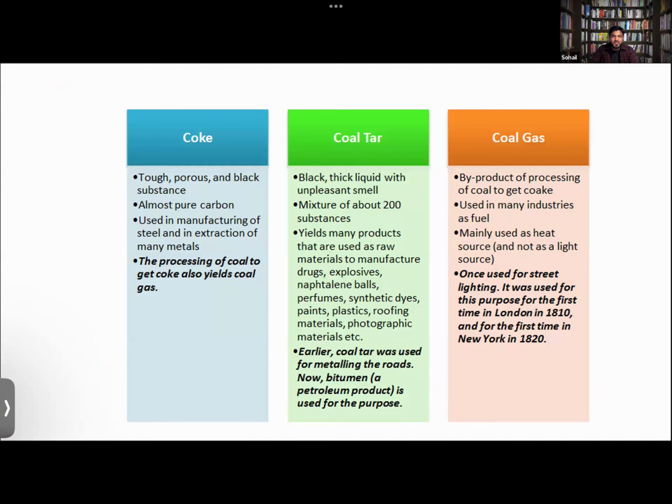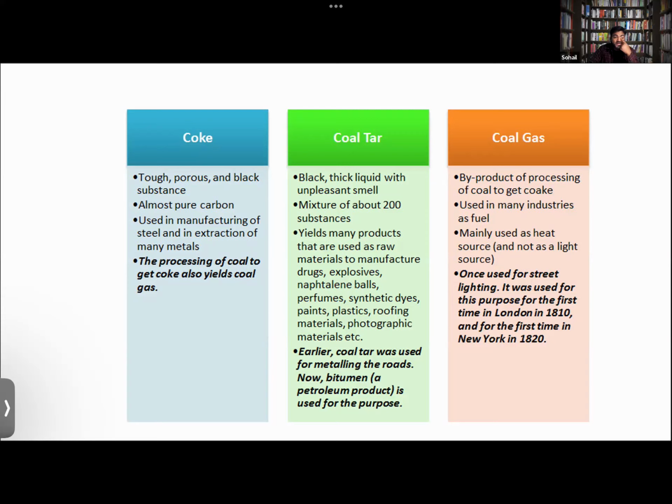Earlier, like in street lights, it was used. पहले कोल गैस हम यूज करते थे स्ट्रीट लाइट में, फर्स्ट टाइम लंदन में यूज हुआ था ये इन द ईयर 1810. ओके ना? देन न्यूयॉर्क में भी ये यूज होने लगा बाय द ईयर 1820, right?